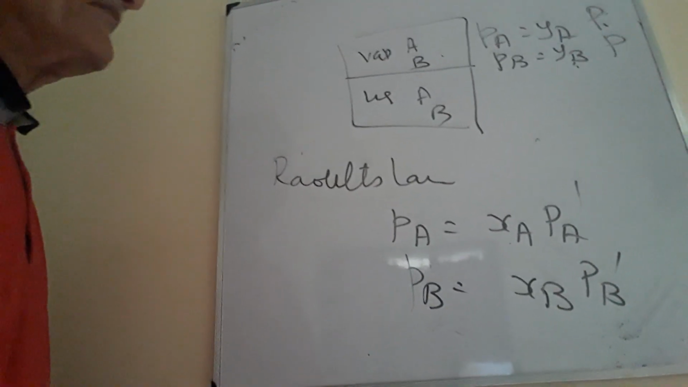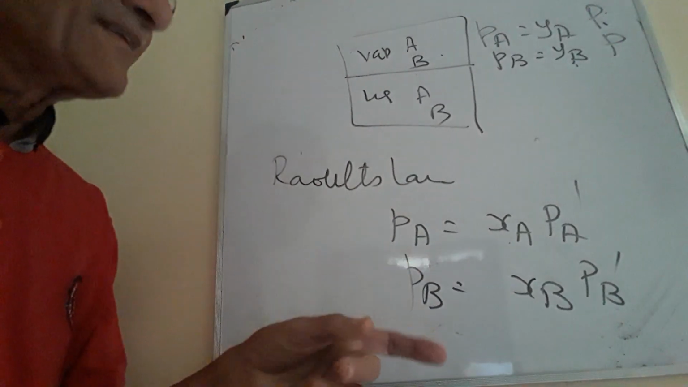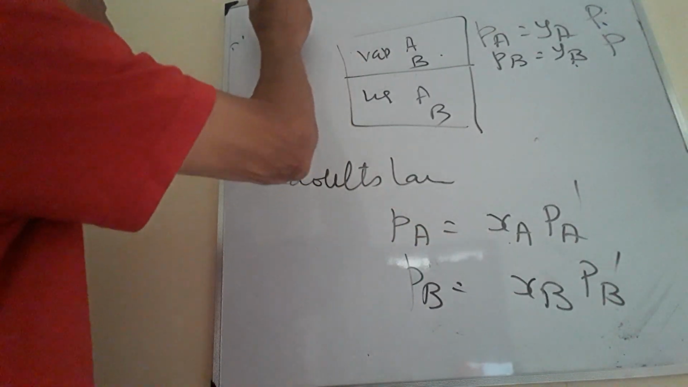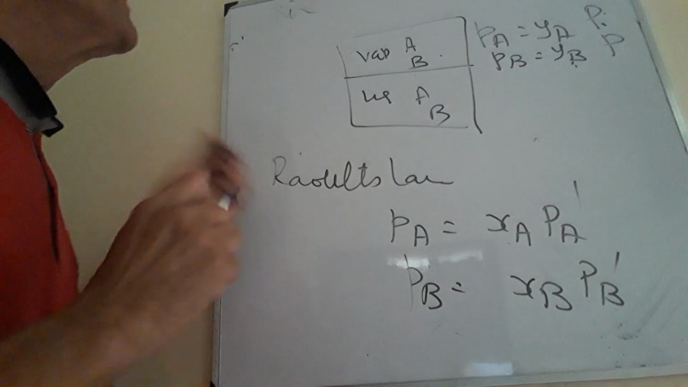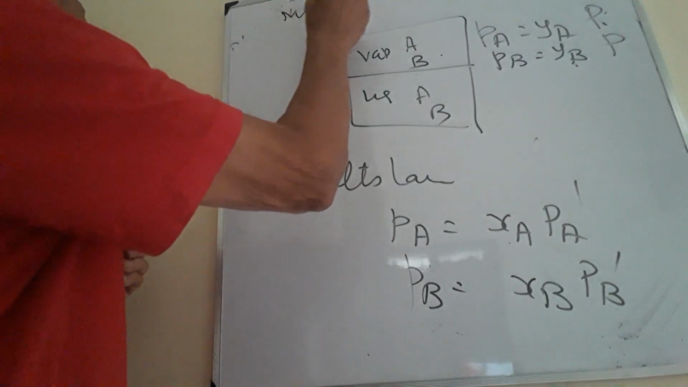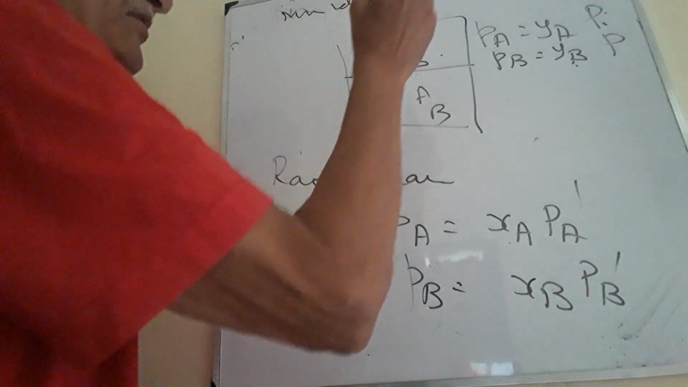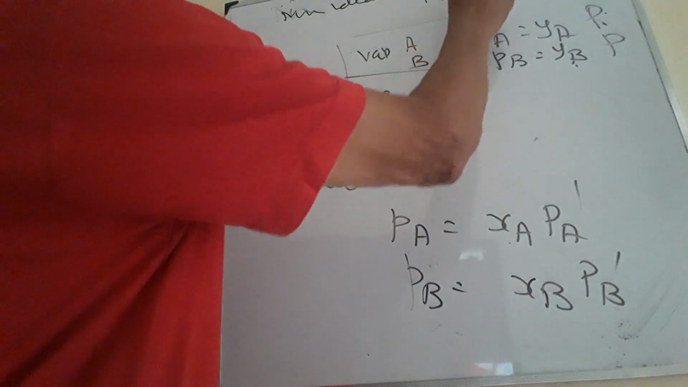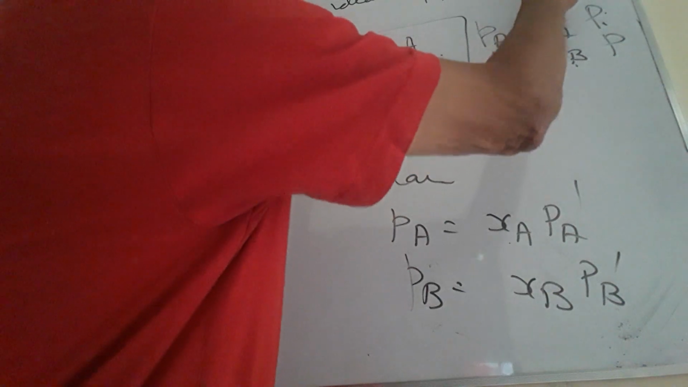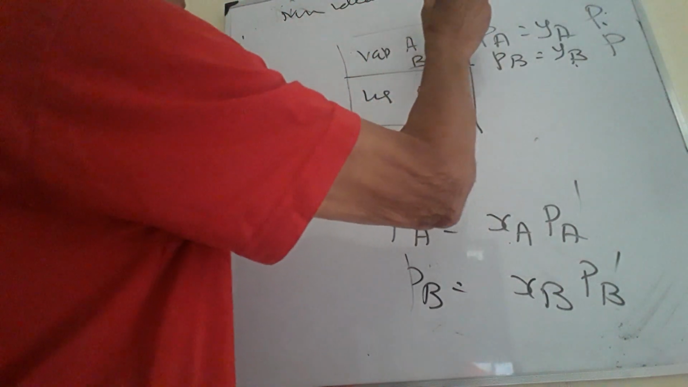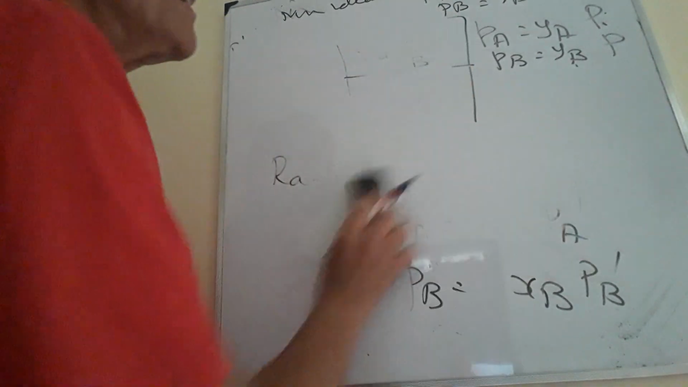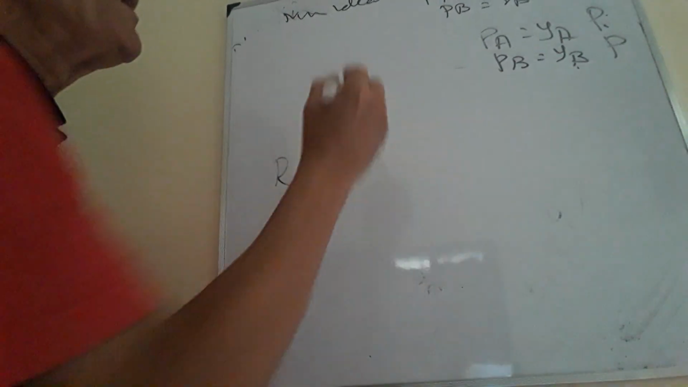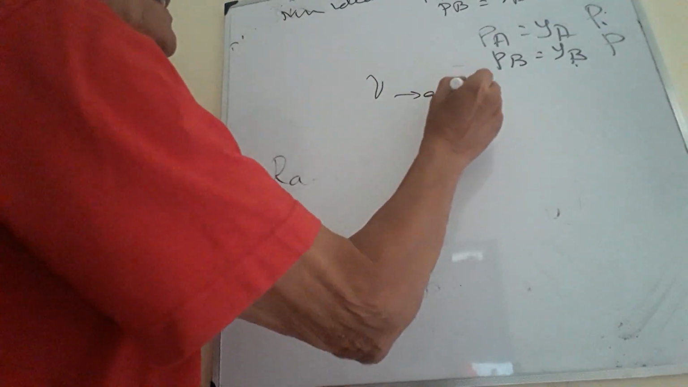For non-ideal solutions, we introduce a factor, just like Z for non-ideal gases. For non-ideal liquid solutions, we use what is called PA equal to gamma A XA PA prime and PB equal to gamma B XB PB prime. The gamma is called the activity coefficient.